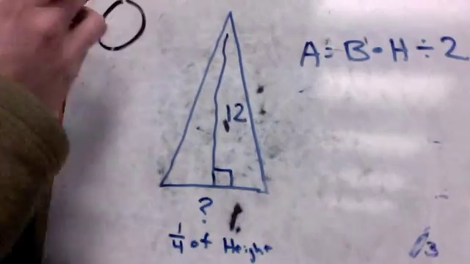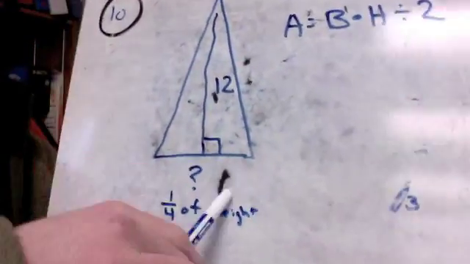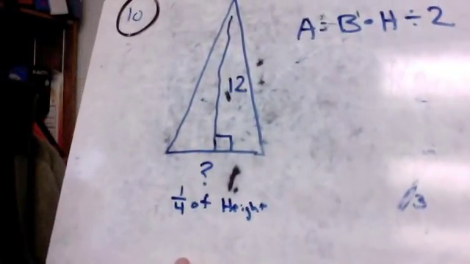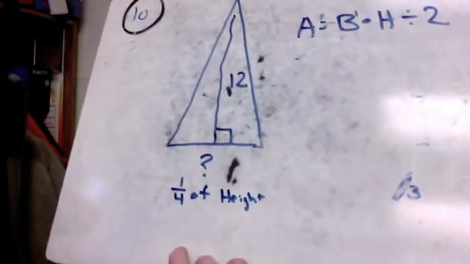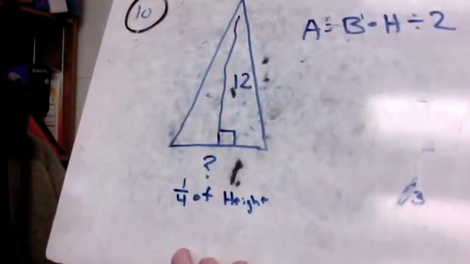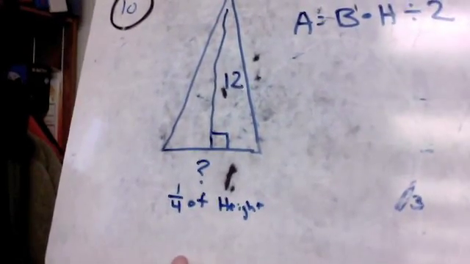This question wouldn't be real tough if we knew what the base was. They give us a hint, though. They say it's a quarter of the height. A quarter means a fourth. So we can do this and we can figure this out.